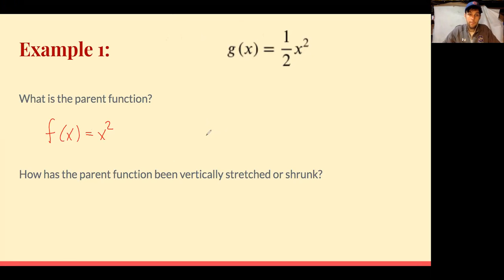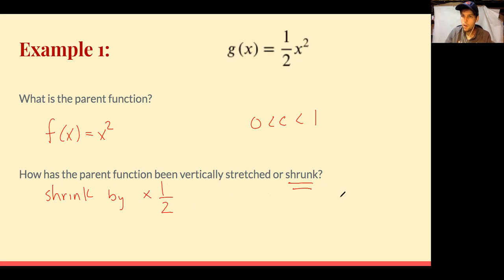How has this graph been vertically stretched or vertically shrunk? Well, in this case, we're dealing with a shrink because our c value is between 0 and 1, right? It's in there, it's in between 0 and 1, a half would fit in there. So this is a shrink. We're going to shrink by a factor of 1/2.